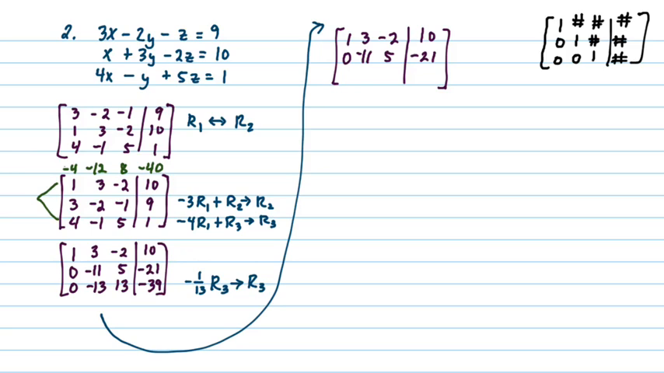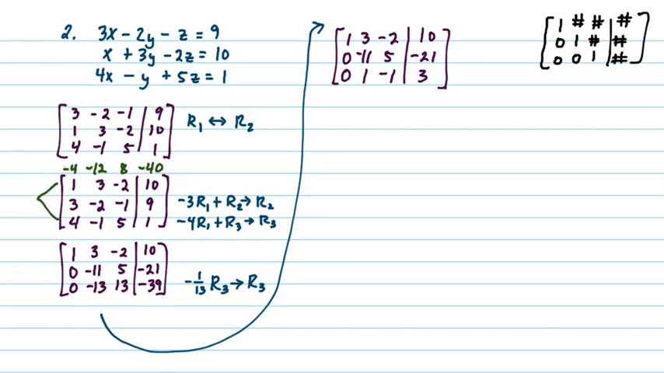So 0 divided by negative 13 is 0. And negative 13 divided by negative 13 is 1. 13 divided by negative 13 is negative 1. And negative 39 divided by negative 13 is 3. And so we get that last row: 0, 1, negative 1, 3.